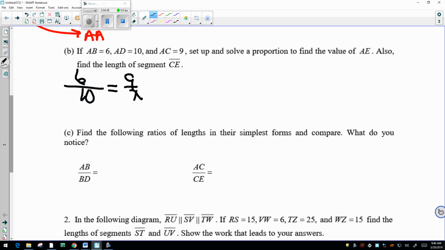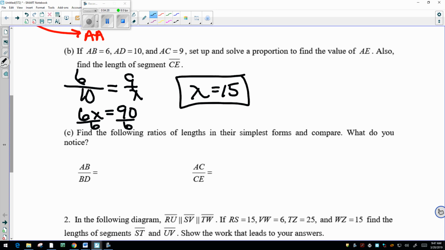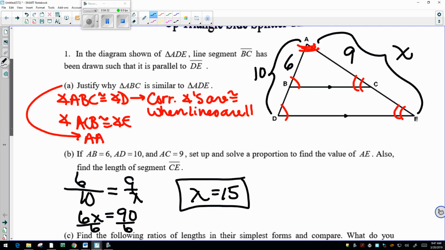Okay, so to solve this, we are going to do what? Cross multiply. Okay, so if I cross multiply these things, 6 times x, we have 6x. 9 times 10, we get 90. And how do you solve for x? Divide by 6. And so what does x turn out to be? X is 15. Now, that gets us the entire side, right? So that tells us how big all of AE is.